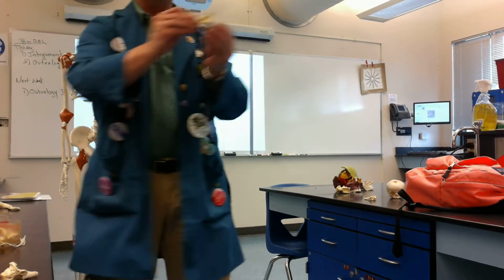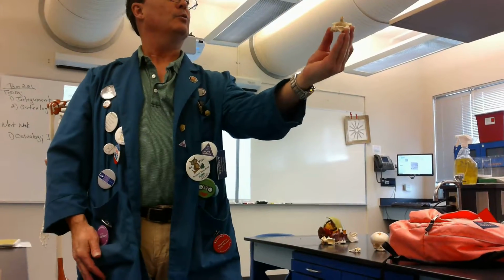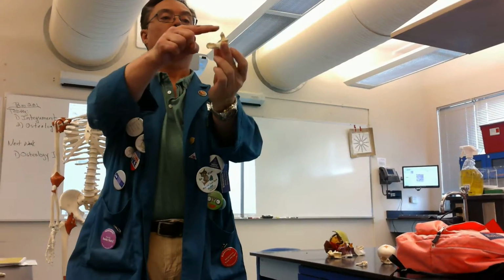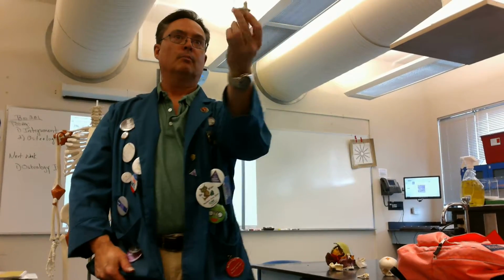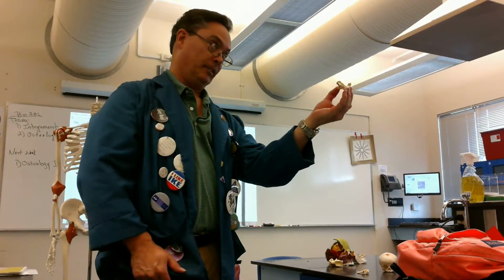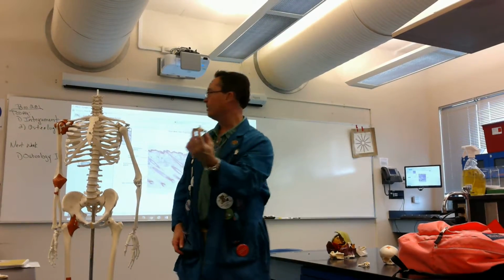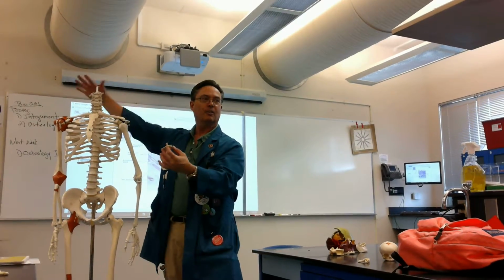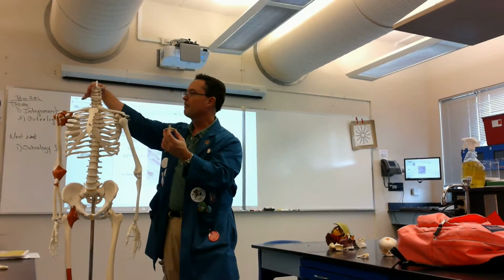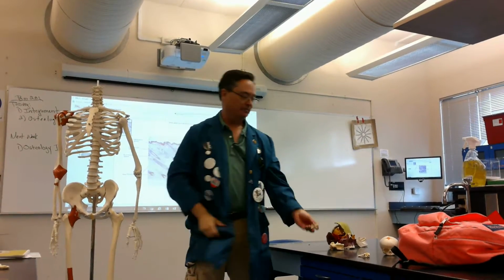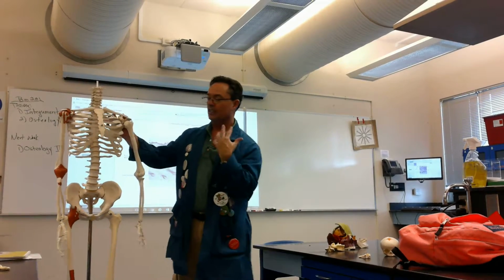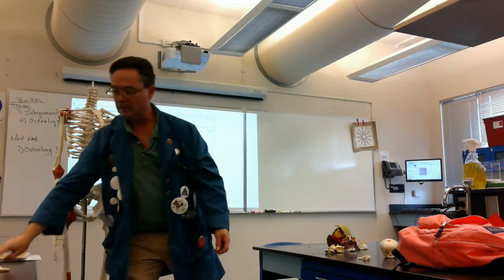Here's C2. Little C2 looks kind of cute. Got this little pointy structure on the end called a dens, or the odontoid process, which is kind of hard to say. This allows for you to turn your head like this and it not fall off. Don't wiggle anywhere, which is good. Right? Okay. So, the last thing I'll do today, because I know you're overwhelmed, is this guy right here.